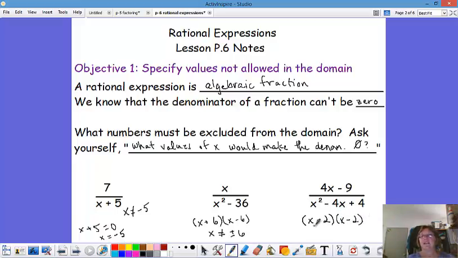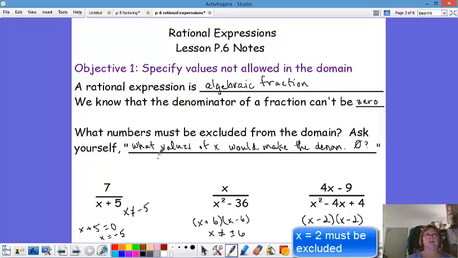The x's that are not allowable for this one then would be, well, what would make this be 0? X of 2 is not allowable. So if this is to be a function, then the value 2 must be excluded from its domain. What values of the denominator, or what values of x would make the denominator 0? Those must be excluded. Okay, those values must be excluded.